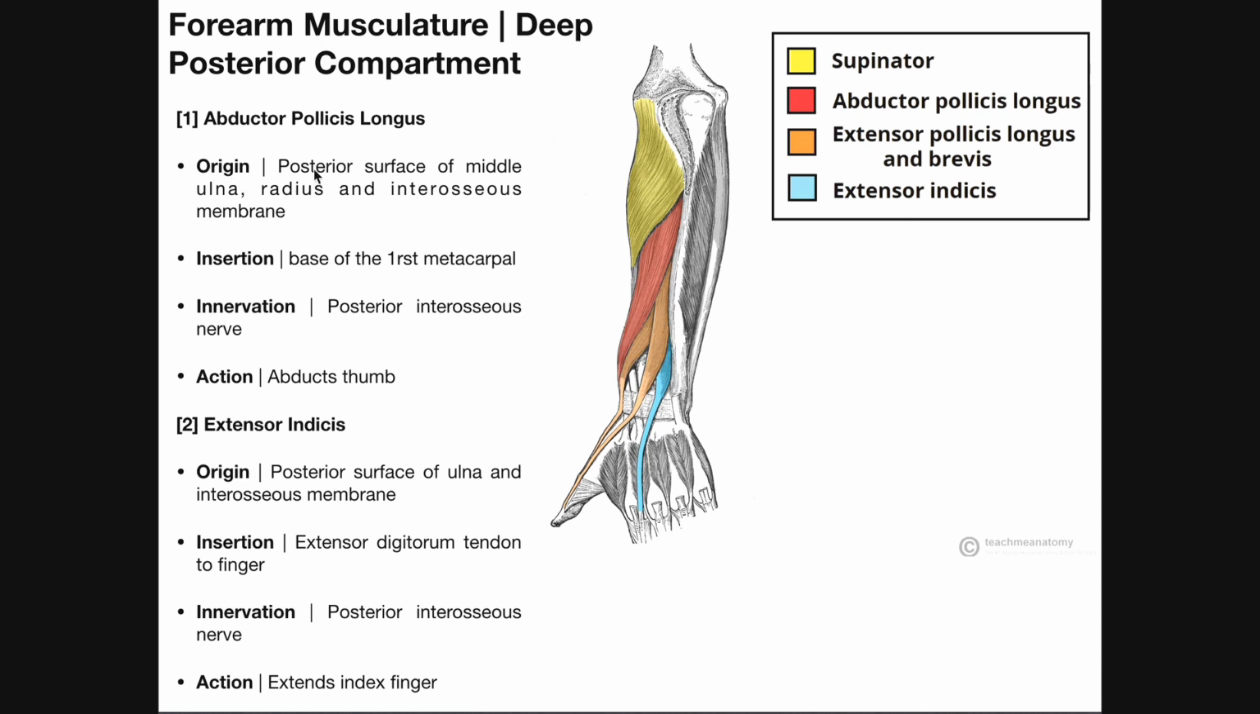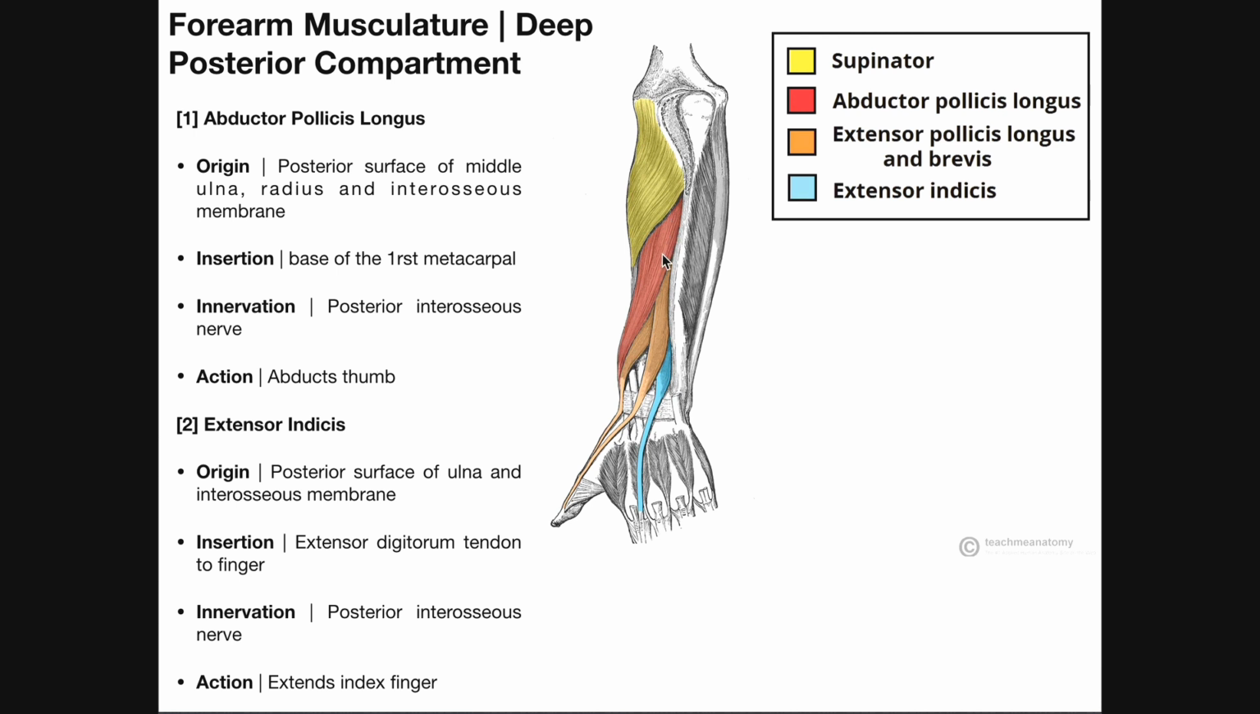So its origin is the posterior surface of the middle ulna, radius, and interosseous membrane. You'll see that none of these muscles actually originate on the lateral epicondyle. That was reserved for the superficial layer. These deeper muscles do not originate on the common extensor origin that we saw in the previous video. So this one's on the posterior surface of the middle ulna, the radius, and interosseous membrane.